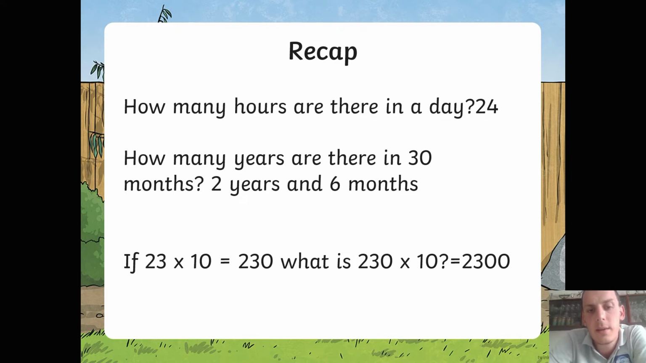Now, if 23 times 10 is equal to 230, what is 230 times 10? Okay, now to work this out, it's very simple. We've done this many times before. This calculation and this calculation are very similar. There's only one difference. Here we have 23 and here we have 230. So if you find the difference between those two numbers, then it's very easy to work out the answer. So 230 is 10 times bigger than 23, which means that this answer is going to be 10 times bigger. So 10 times 230 is 2,300. Okay, so that's how you get to the answer.